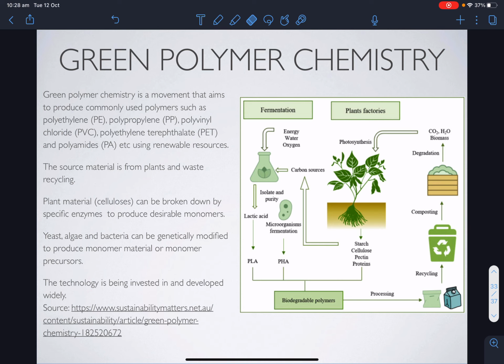So there's a lot of chemistry, there's a lot of biology too here, because we're talking about using genetically modified yeast, algae and bacteria to produce these monomer materials, these monomer precursors, so stuff that we can get these good monomers from and then just do little reactions to it to optimize the properties of the polymers, okay? It is being invested in an awful lot and developed widely, and you can look up that article too.